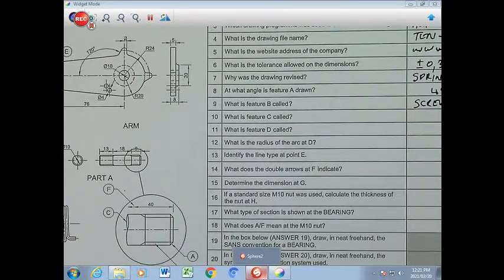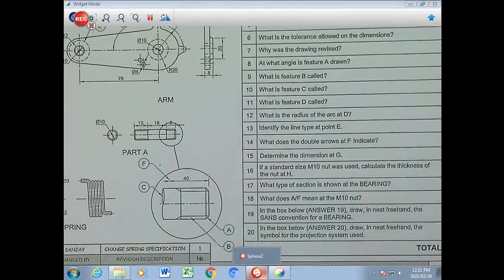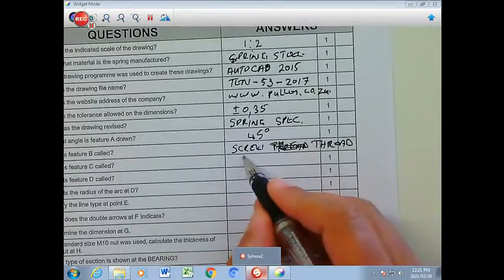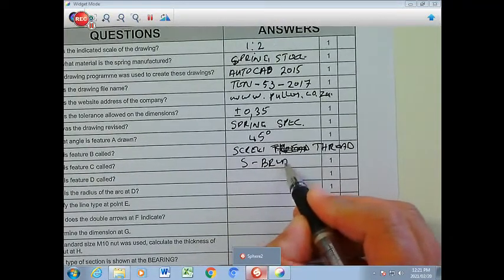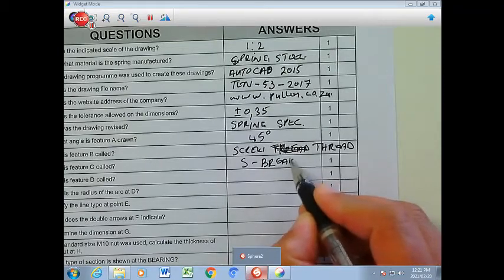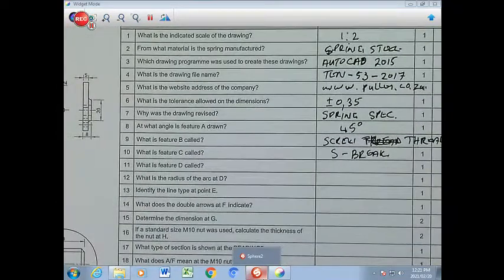What is feature C called? So we're going to have to look at feature C. That is there. That's an S brake according to our analytical information. So S brake. And should you be asked what the function of an S brake is, it continues. Okay, I mean the shaft continues.